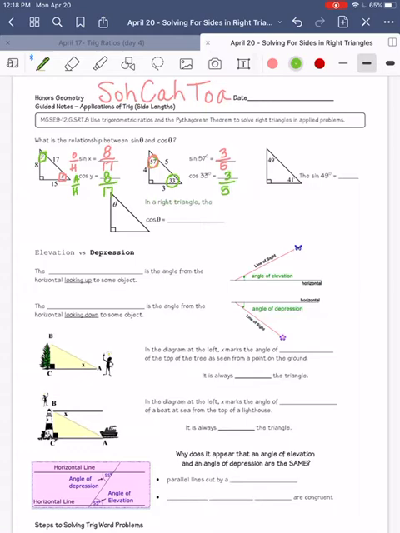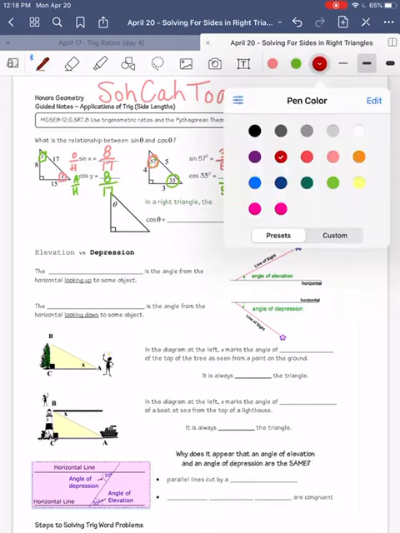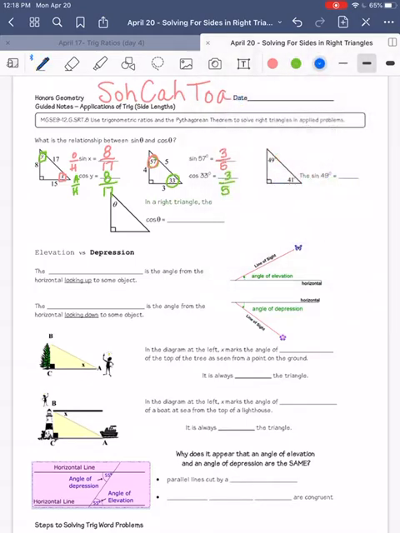Okay, and I guess technically I should have labeled this. Let me go back and do that. So this is our H. This is our H. And then obviously the O and the A are going to switch depending on which one we're looking at. Okay, whether it's sine or cosine. Whether it's 57 degrees or 33 degrees. So, nonetheless, we need to make sure we understand that the sine of one angle and the cosine of the other will always be equal to each other.